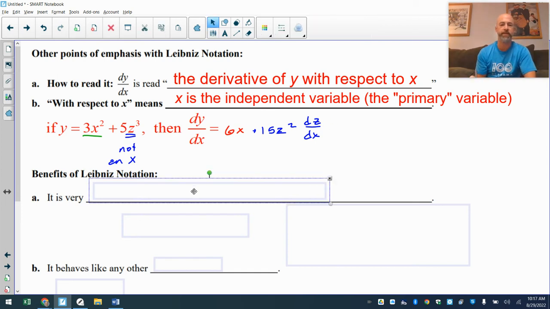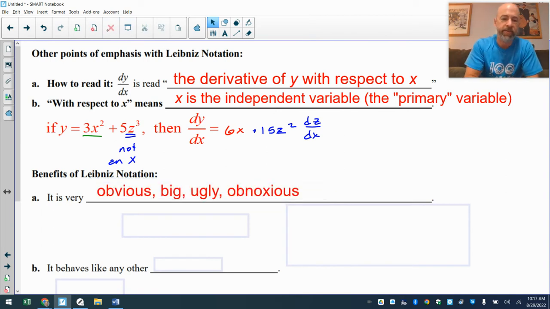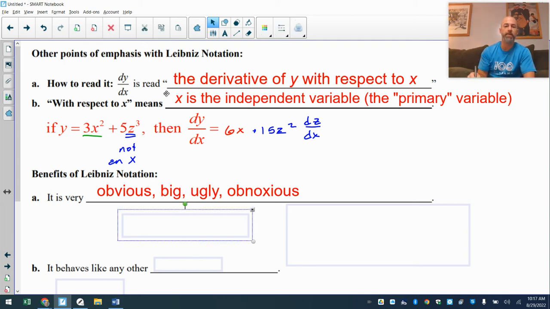Some benefits of Leibniz notation is it is very obvious, big, ugly. It's obnoxious. It's kind of like my mother-in-law. So it's a lot more in your face.